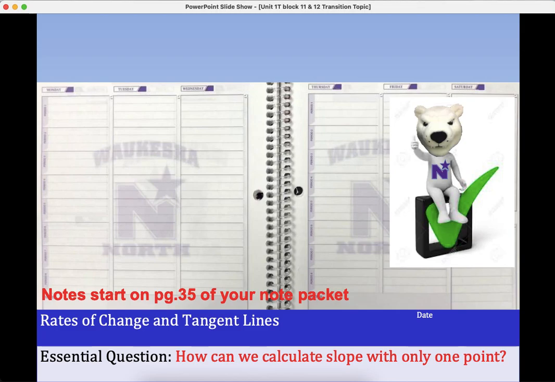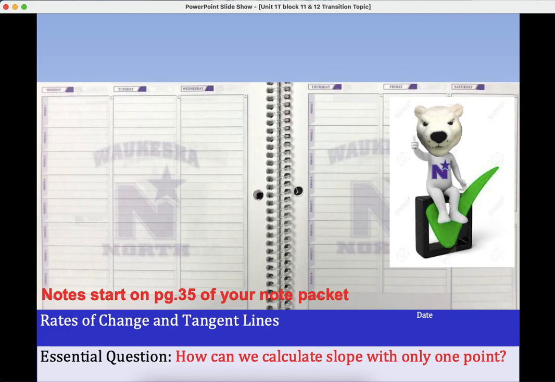Unit 1T, Block 11. I call this 1T because it's a transition topic between Unit 1 and Unit 2. So we're talking about the idea of slope, just as you know it, and how that relates to the topics in Unit 2. The information in this unit is not part of the scope and sequence for College Board and for the AP exam, but the idea behind what's happening is definitely a part of the scope and sequence. It's a really good lead into Unit 2 and why Unit 2 is the way it is.